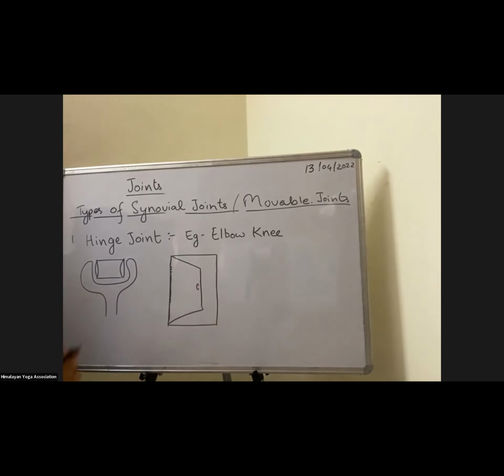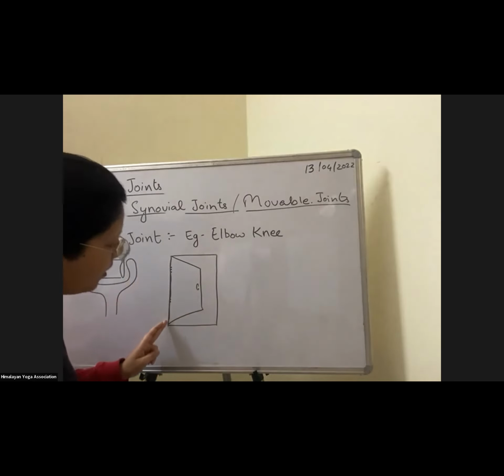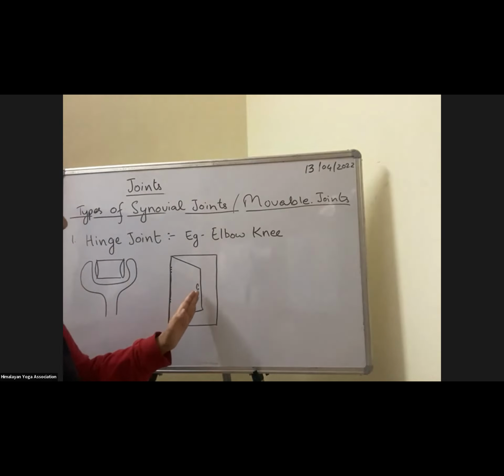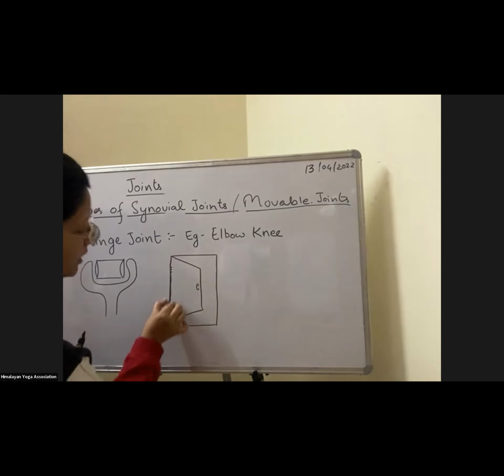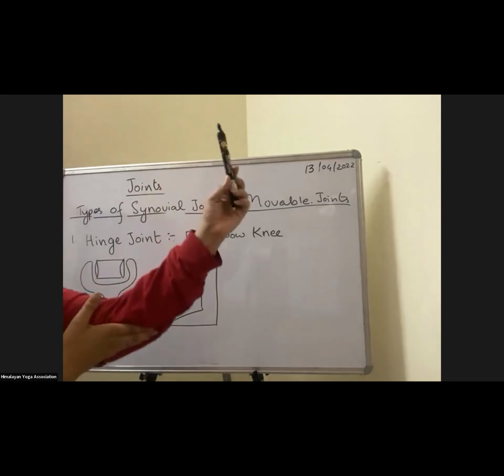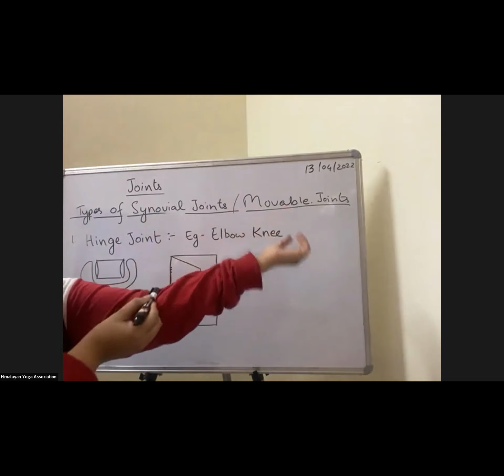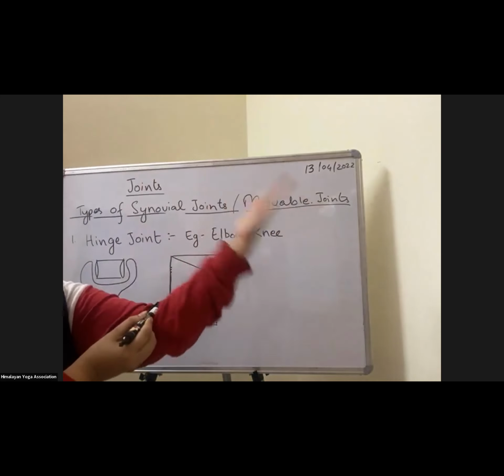Like a door moving, opening or closing. It's just that it can rotate along the axis. This portion of the door is not moving. This is rotating. It's a rotational movement. It's moving along this axis. Similarly, this elbow. This is the axis. So you see, it's moving similarly.